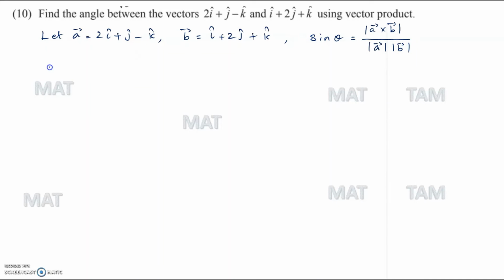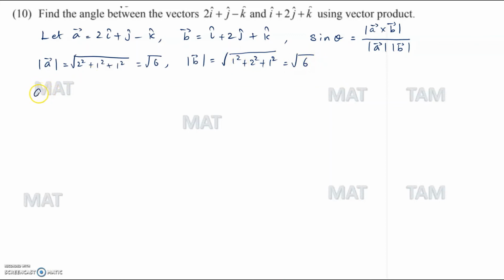So let's find the magnitude of A first. That's equal to the square root of 2 squared plus 1 squared plus minus 1 squared, so I'm just putting it as 1 squared. So that will be equal to the square root of 2 plus 4, which is root 6. Similarly, the magnitude of B is equal to the square root of 1 squared plus 2 squared plus 1 squared, which is also equal to root 6.